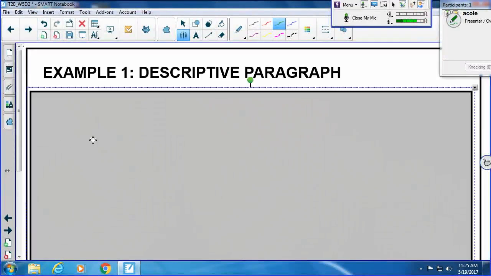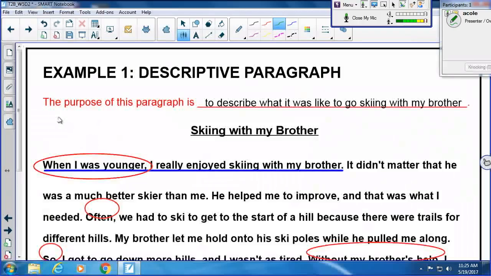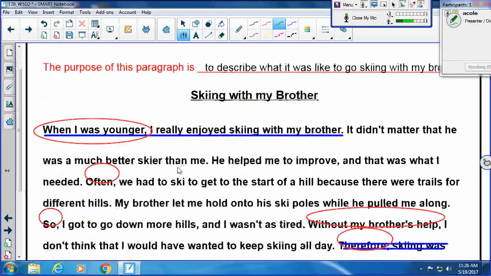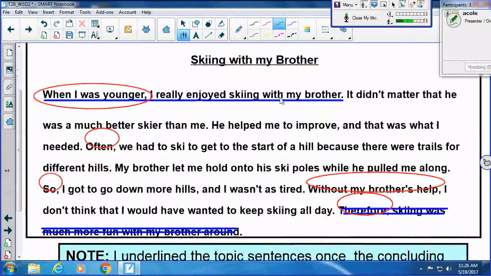All right, so let's unveil this first example. So here I have a descriptive paragraph. The purpose of this paragraph is to describe what it was like to go skiing with my brother. If I was finishing off assignment 19 and I was explaining my purpose, that's something that I could say. And then I have a title. You don't have to give a title if you don't want to. I just did that because I think a lot of people are used to seeing a title. So I thought that would be a good idea.